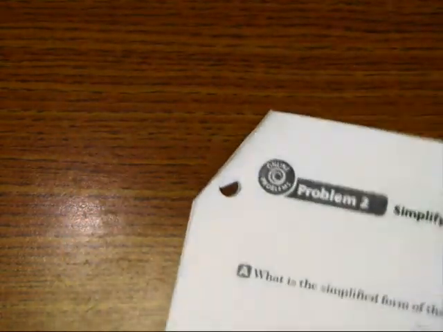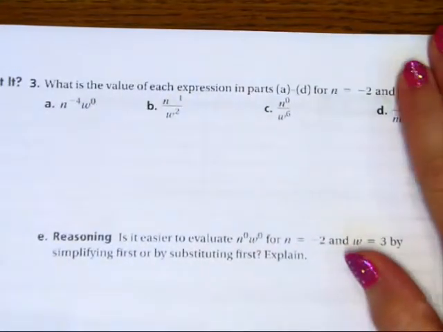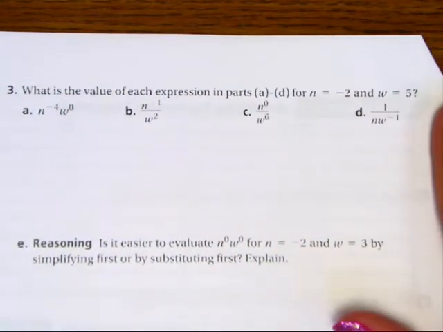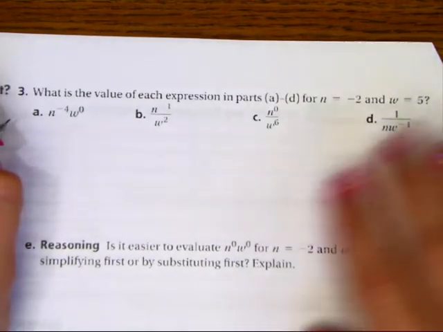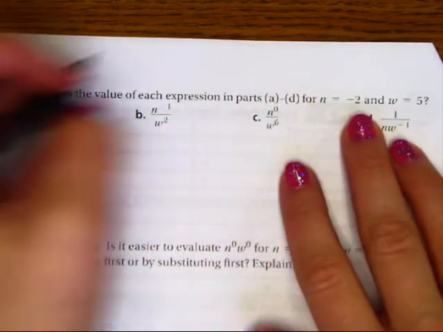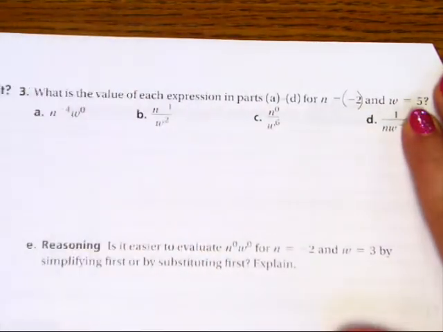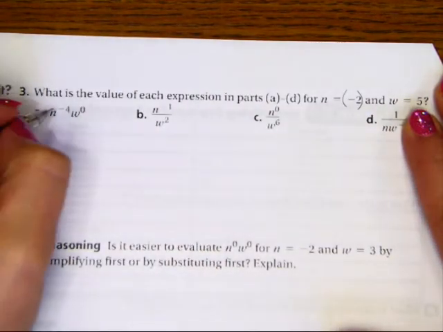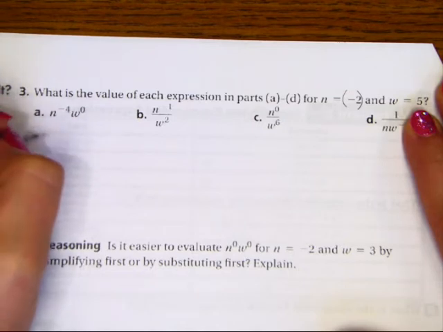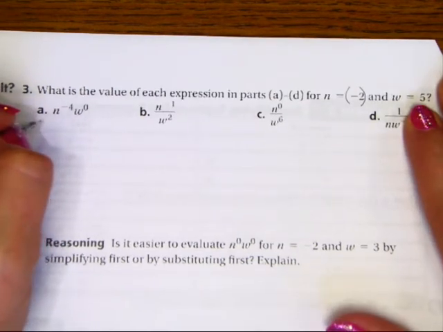Moving along pretty fast. Let's try the 3 got its now, okay? These are evaluating problems. We got 4 got its. What is the value of each? N is -2. You better use parentheses when you plug that in, and W is 5. So I'm going to fix this one first. Okay, let's watch how I'm going to fix this first before I start plugging numbers in.